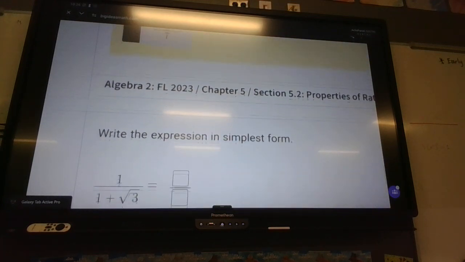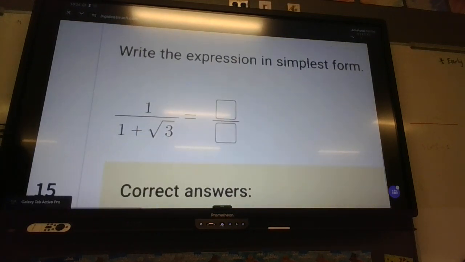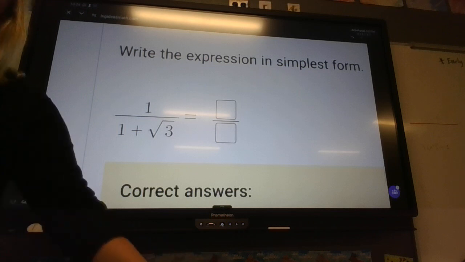If you haven't done 15 yet, now would be a great time to try 15. We just went through a conjugate problem.